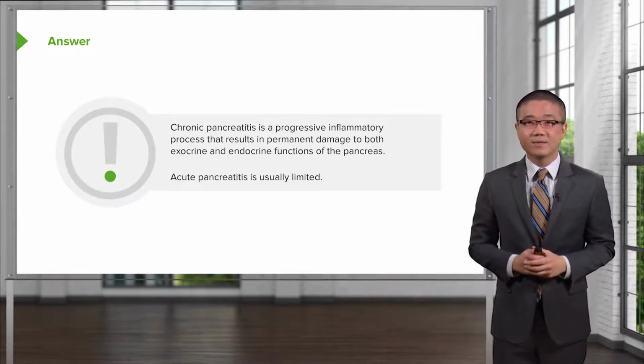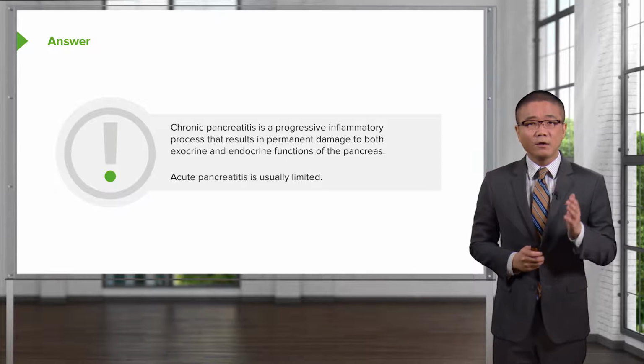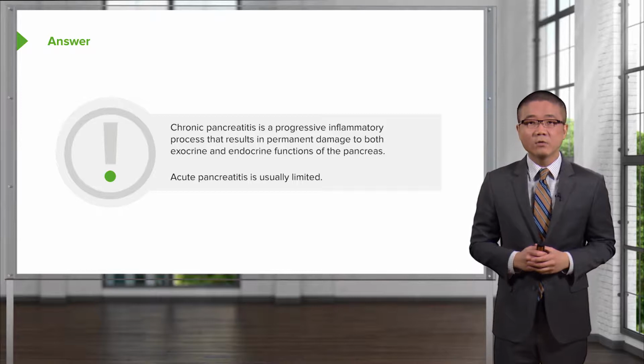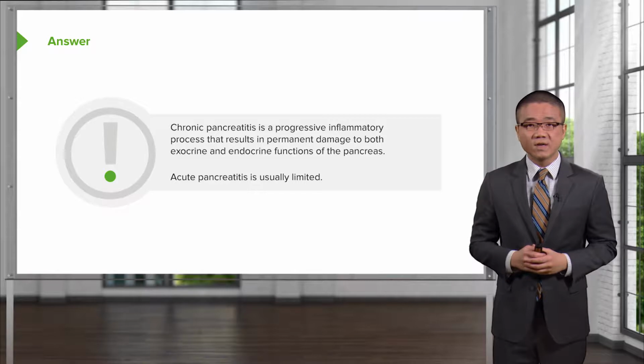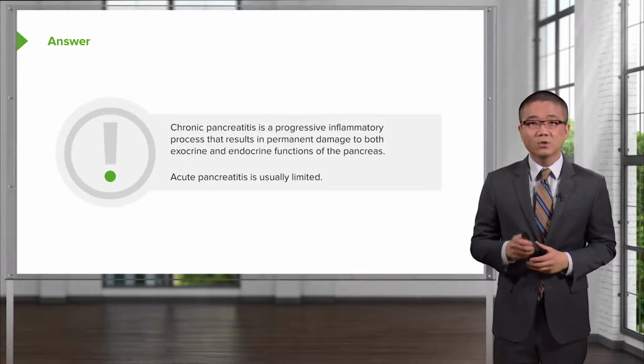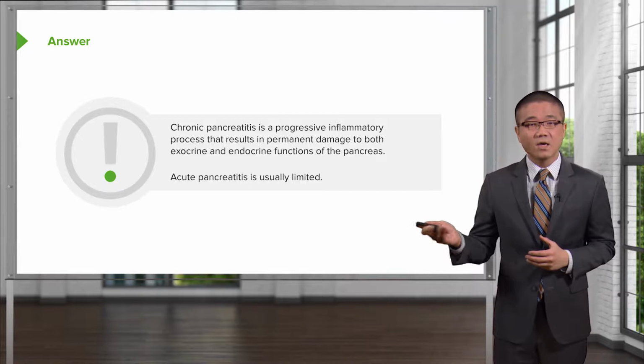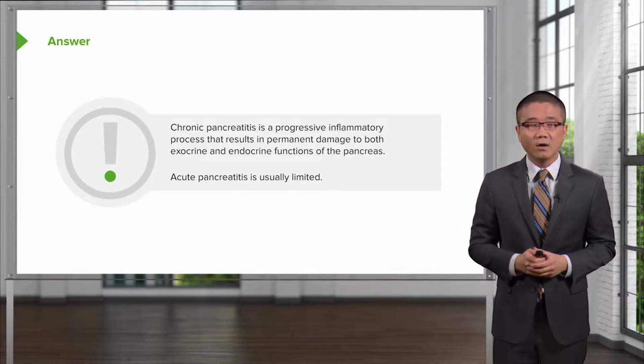Chronic pancreatitis is a progressive inflammatory process that results in permanent damage to both the exocrine and the endocrine function of the pancreas. Specifically for the exocrine function of the pancreas, remember that oftentimes these patients require replacement of pancreatic enzymes. One of the hallmarks of exocrine dysfunction, or the lack of exocrine secretions, is fatty stools. Acute pancreatitis, on the other hand, is usually limited with supportive therapy. Of course, acute pancreatitis patients can progress to chronic pancreatitis, particularly if they continue imbibing alcohol.